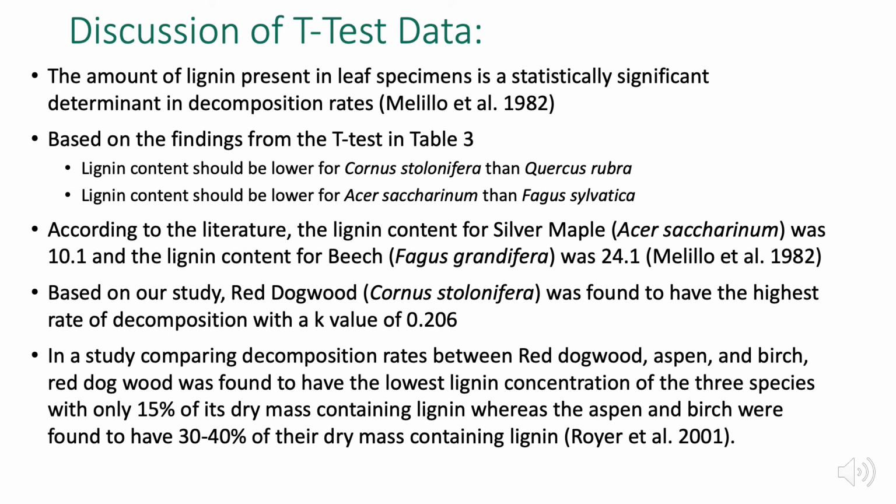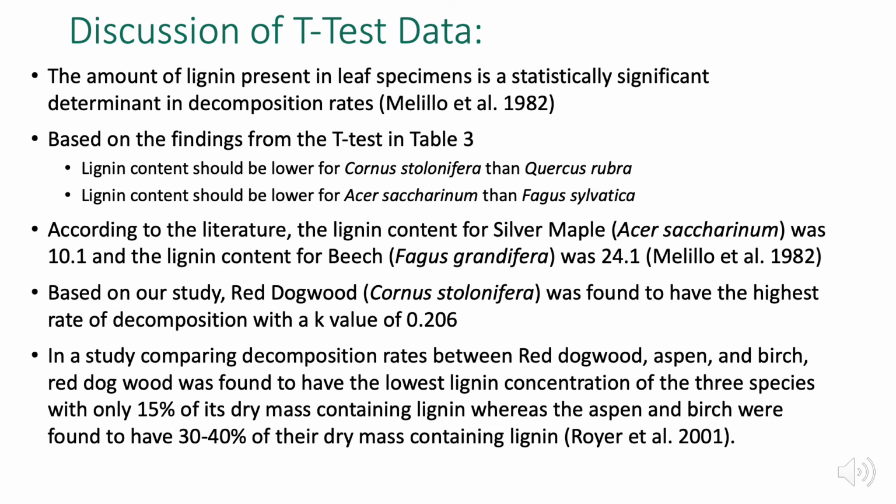As discussed in Melillo's peer-reviewed journal article titled Nitrogen and Lignin Control of Hardwood Leaf Litter Decomposition Dynamics, the amount of lignin present in leaf specimens is a statistically significant determinant in decomposition rates, and the more lignin present correlates with a slower decomposition rate. Based on the findings from the t-test in Table 3, lignin content was expected to be lower for Cornus stolonifera than Quercus rubra, and lignin content was expected to be lower for Acer saccharum than Fagus sylvatica.